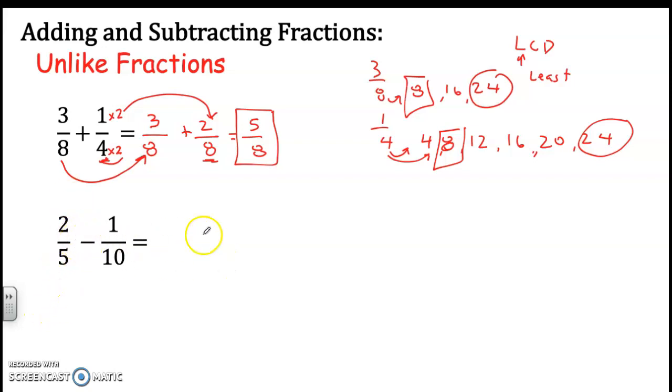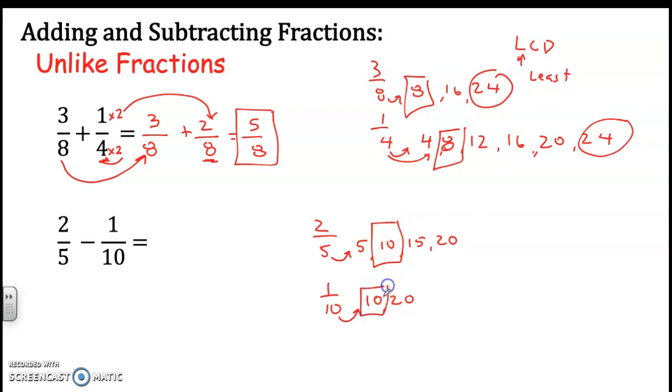Next one, 2/5 and 1/10. Multiples of 5. 5 times 1 is 5, times 2 is 10, times 3 is 15, times 4 is 20. Let me stop there. The 10. 10 times 1 is 10, 10 times 2 is 20. But hold on. I have a common denominator already. Technically, I have two common denominators, the 10 and the 20. Which one is the least common denominator? The 10. So 10 is my least common denominator.